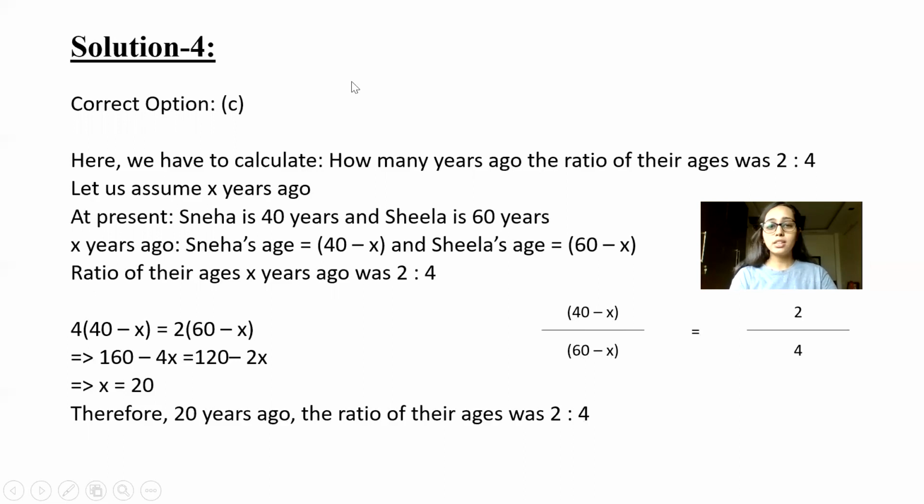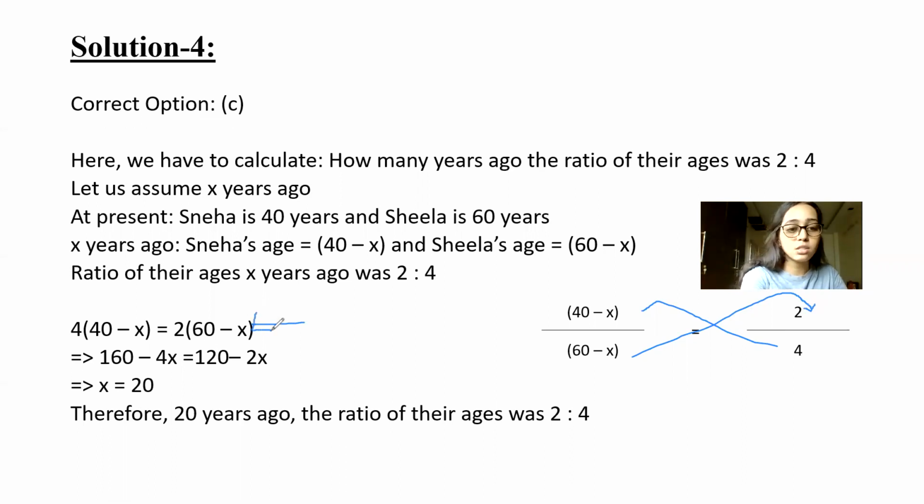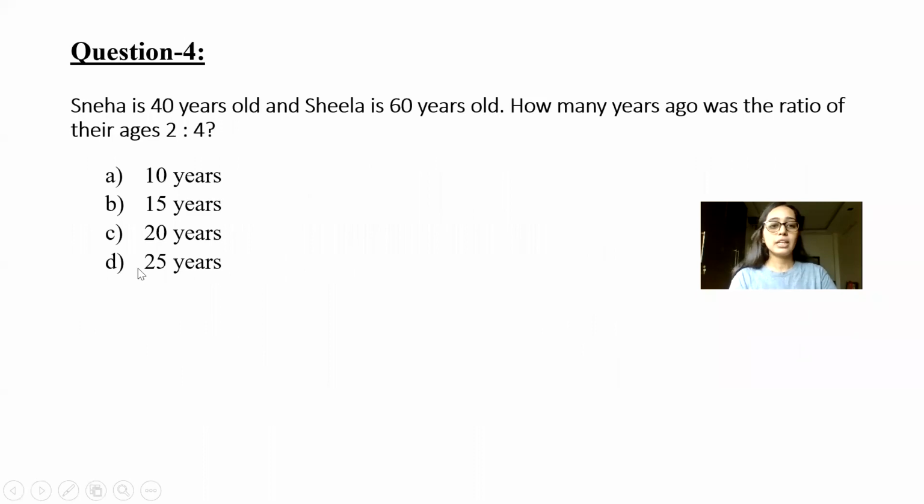So we'll cross multiply this equation, right? So this 4 will go here and this will go next to it. So we will get an equation like this. After that you will just multiply inside: 160 minus 4x equals 120 minus 2x. So we'll get x = 20. So the ratio was 20 years ago. That's what we get at the end of the solution. So we'll go back and see whether 20 years ago is an available option. Yes, we have option C, that is 20 years ago.